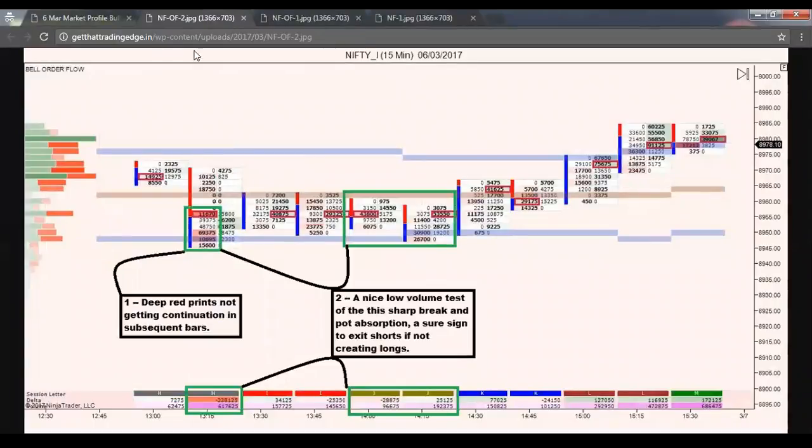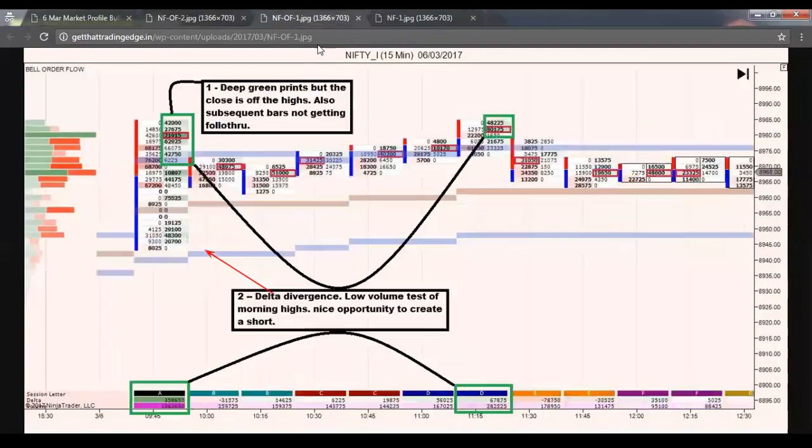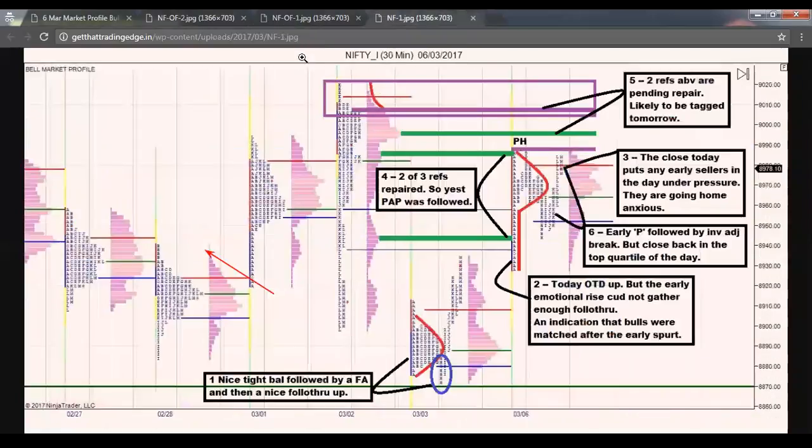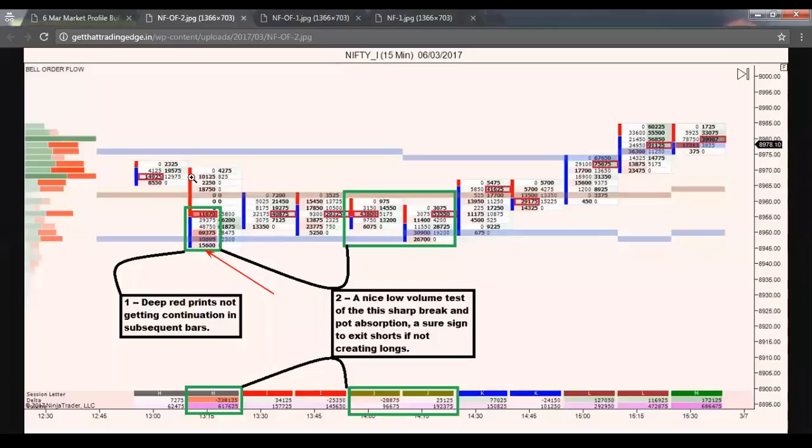So this was that sharp spike down. So again, the same thing. You can observe deep red prints here, the exact obverse of what happened here. Here there were deep green prints, but on this chart, you can see the price spiked down. There were deep red prints, and there was no follow through on the next bar. On the next, it actually closed higher, but then we went sideways for a while.